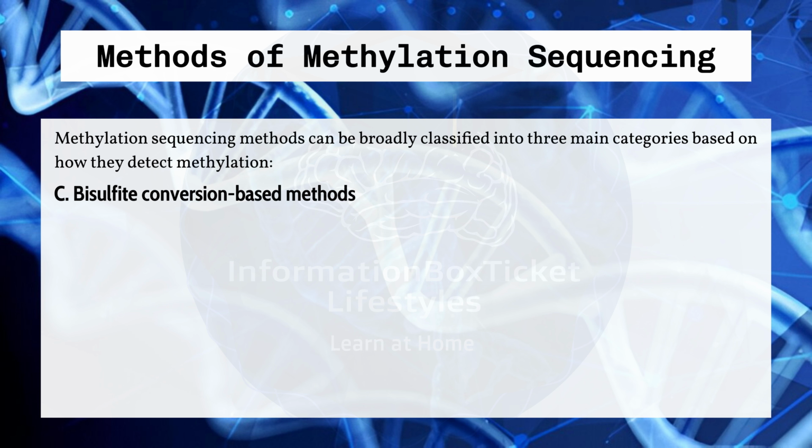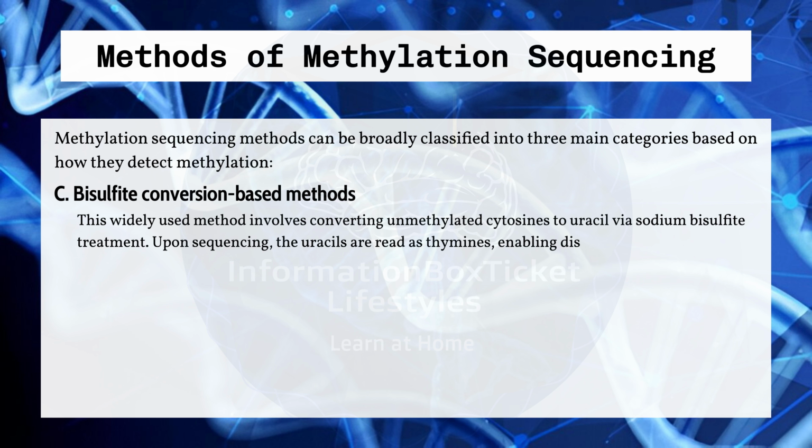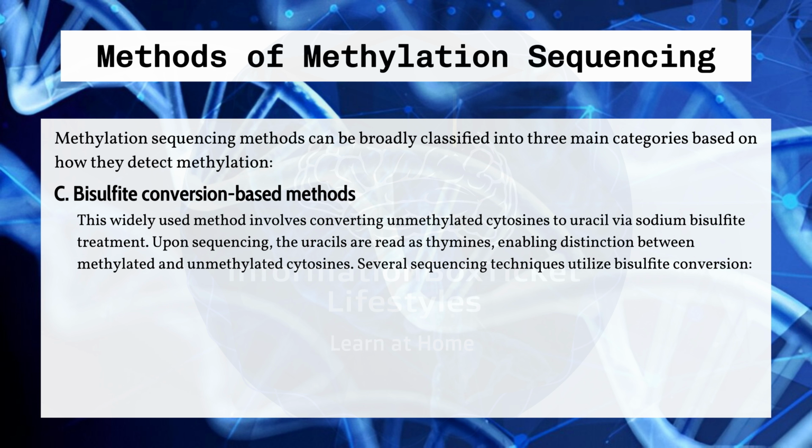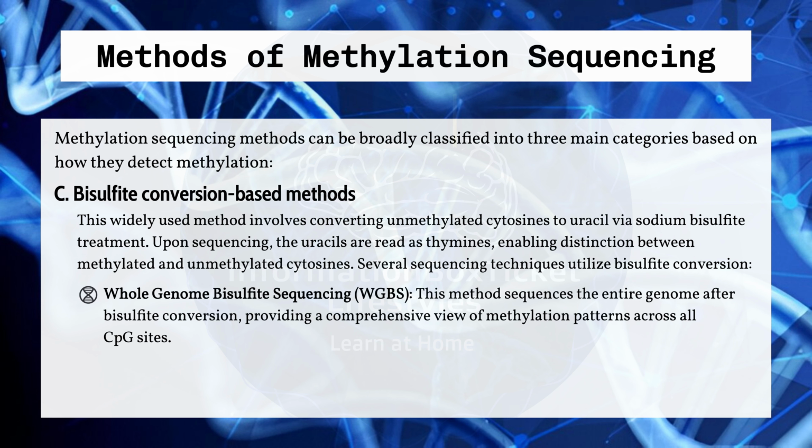C. Bisulfite conversion-based methods. This widely used method involves converting unmethylated cytosines to uracil via sodium bisulfite treatment. Upon sequencing, the uracils are read as thymines, enabling distinction between methylated and unmethylated cytosines. Several sequencing techniques utilize bisulfite conversion. Whole genome bisulfite sequencing, WGBS. This method sequences the entire genome after bisulfite conversion, providing a comprehensive view of methylation patterns across all CpG sites.